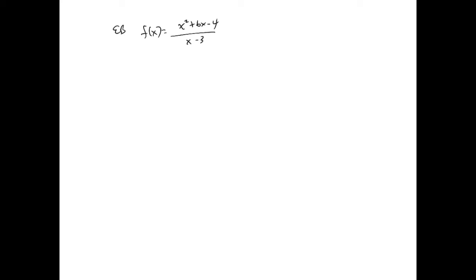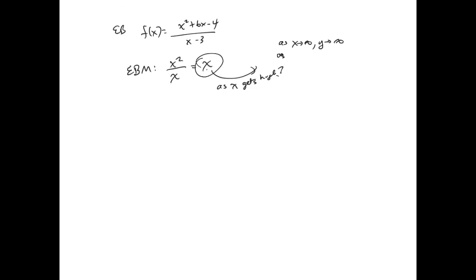So I want the end behavior of this. If I'm building the end behavior of that, I build an end behavior model, highest degree term over highest degree term, and that would simplify down into x. Now, when you ask the question here, what happens as x gets huge? As x gets really, really big, this gets really close to infinity. So as x gets really big, y gets close to infinity. And as x gets close to negative infinity, y gets close to negative infinity.